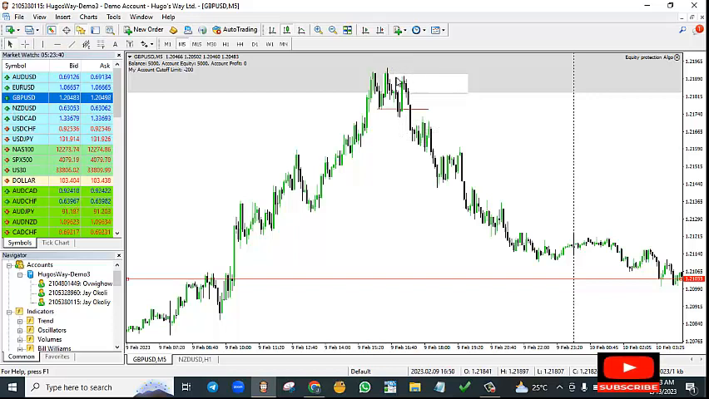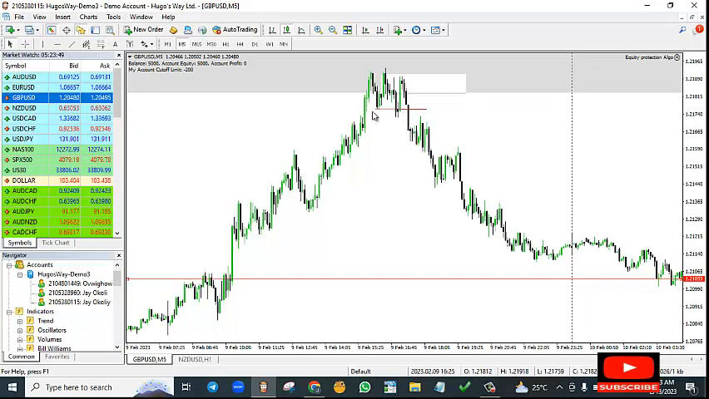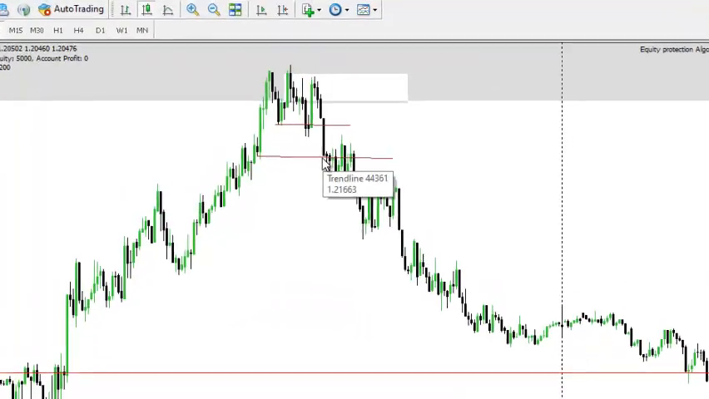Now if you didn't get in on this entry, look at this low right here. Let me bring that. Let me get another one. Look at that low. So if you want a more confirmed entry, depending on your definition of confirmed entry, we see price broke it right there.